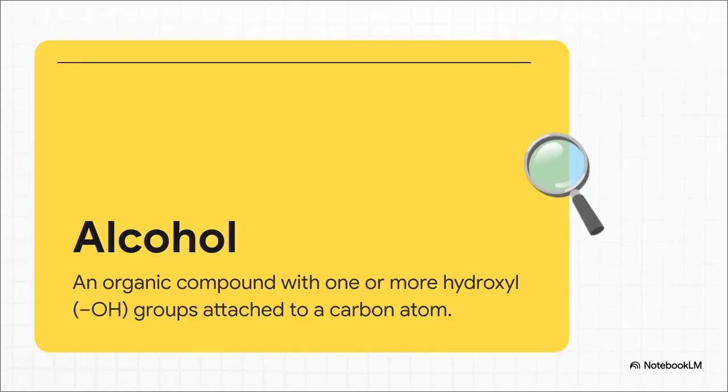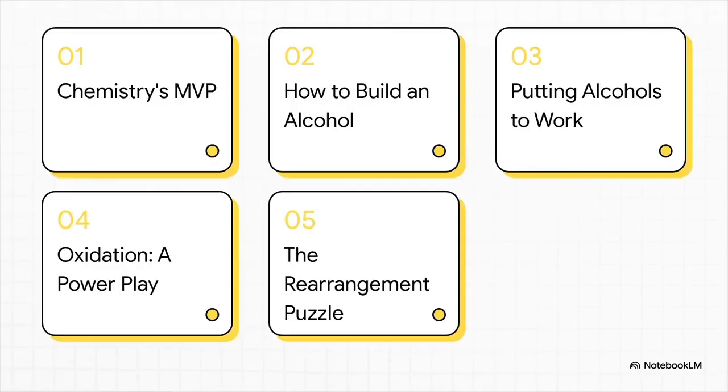And let me tell you, this little group makes alcohols chemistry's true MVP, an incredibly flexible building block that chemists use to, well, construct the world all around us. Okay, so here's our game plan. We're going to start by looking at how chemists actually build alcohols. Then we'll see how we can put them to work. After that, we'll get into a real power play called oxidation, and we'll wrap things up with a super fascinating molecular puzzle known as a rearrangement.